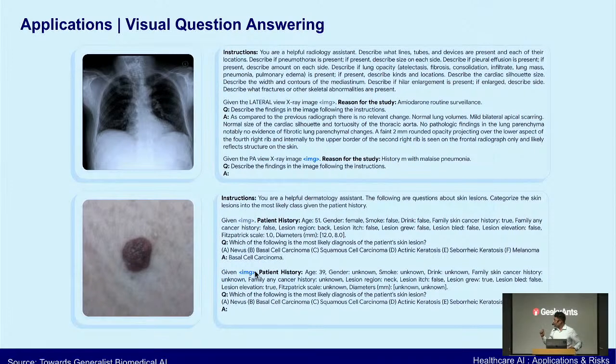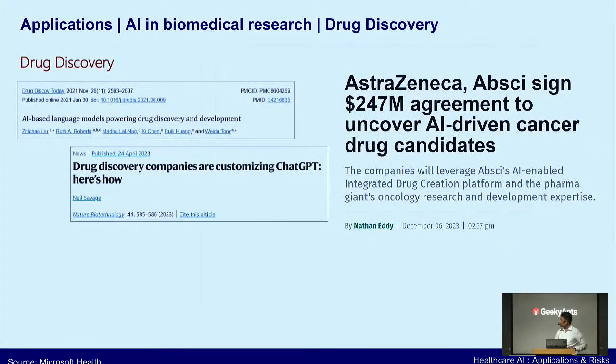One very interesting thing about LLMs is that you can steer them in a certain direction based on examples. If you have 5 to 10 examples, you can steer it in a certain direction based on your needs. Another application is drug discovery. A lot of people are trying to customize this ChatGPT technology to discover drugs. Just 2 days back, AstraZeneca had a huge agreement for AI-driven cancer drug candidates. So a lot of funding is happening in this space, and they are using large language models underneath.